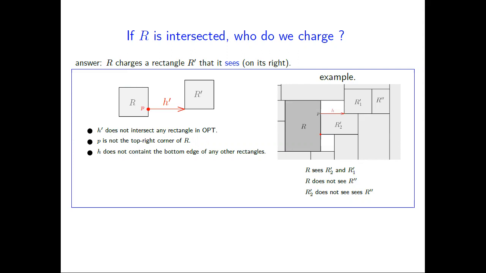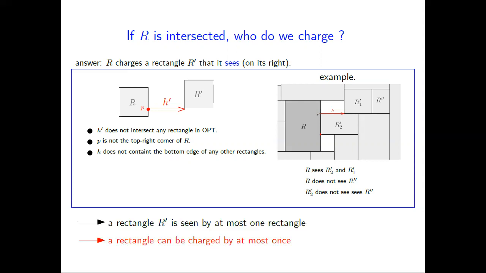But R prime 2 we don't want to charge. R prime 2 is actually nested, so we cannot. So it does not see R prime prime. And this is how we will charge. We will charge someone that we see, okay? And we will make sure by some geometric arguments that only one rectangle can see R1, yes? So that's why we don't charge the same rectangle too much.